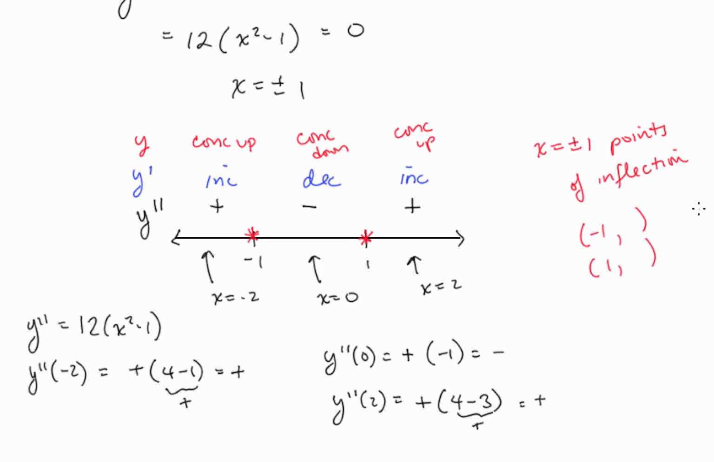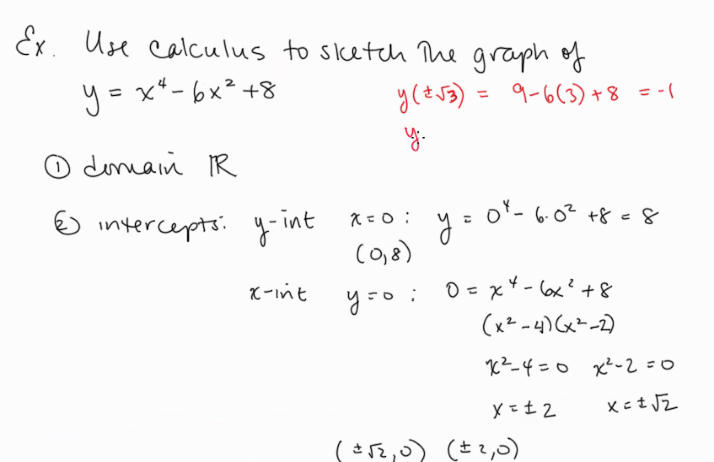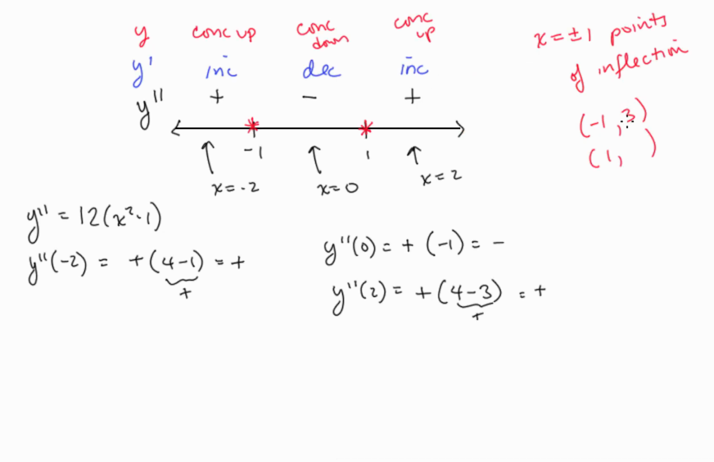Let's go back to the original. Y of positive or negative 1 is going to be 1 minus 6 plus 8, and that's going to be 3. So negative 1, 3, and 1, 3 are the inflection points for this graph. Our graph is concave up, then concave down, then concave up.